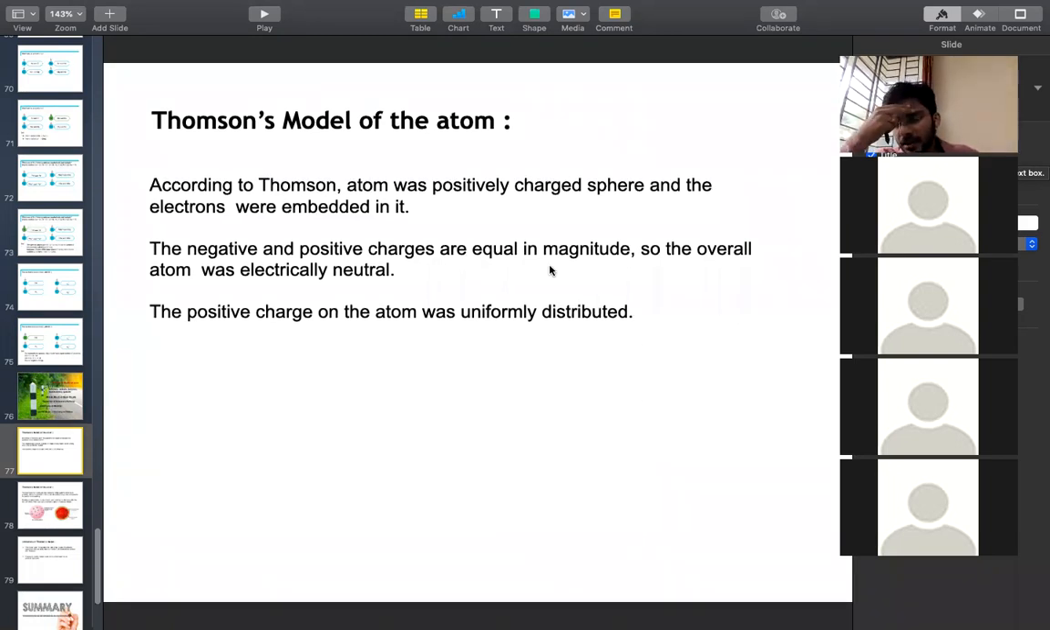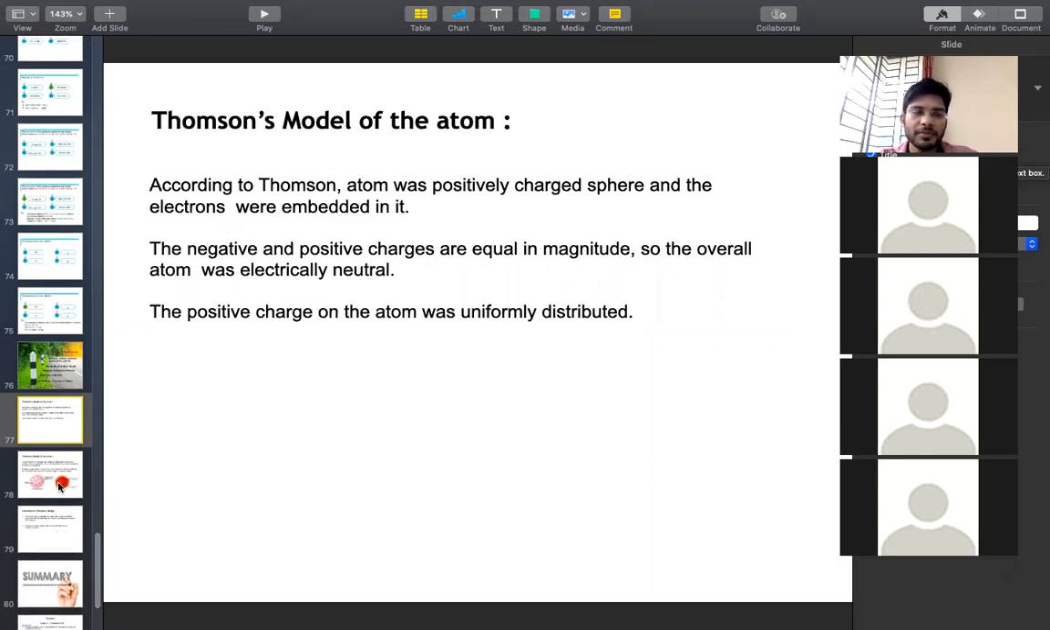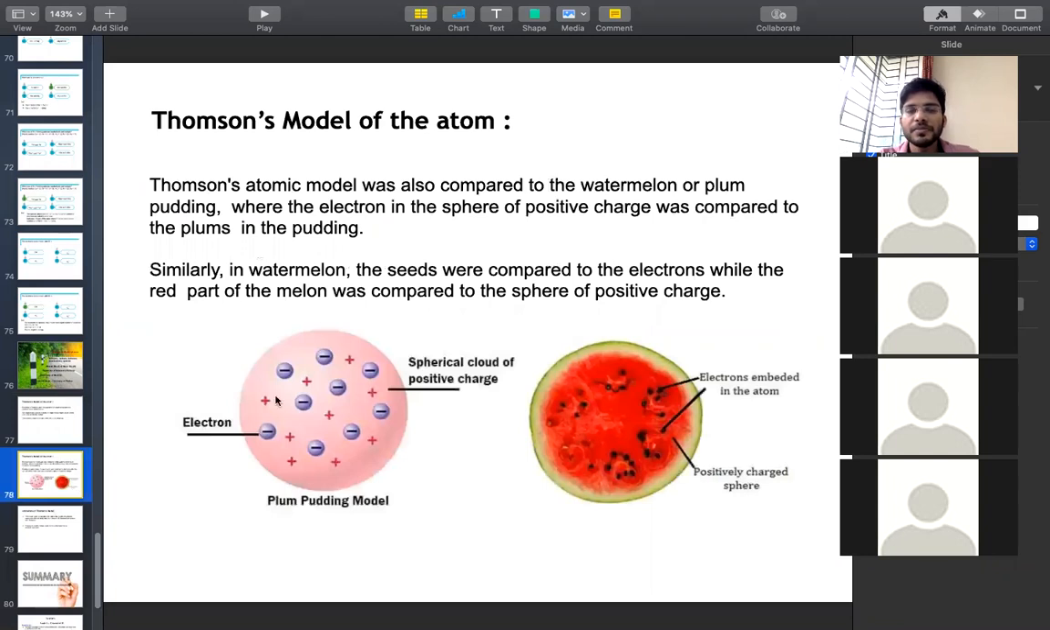Because Thomson had no idea about any other particle in the atom than the proton and electron. So he thought, okay, fine, proton and electron cannot be in one place, so they remain in a dispersed manner. So the positive charge on the atom was uniformly distributed according to him, but that was not the case. We will discuss what type of model it looks like.